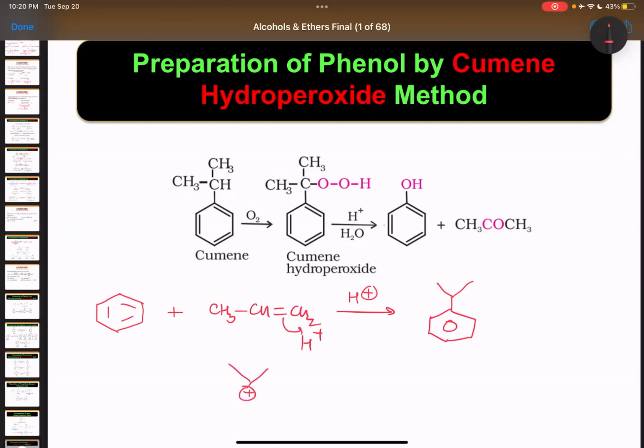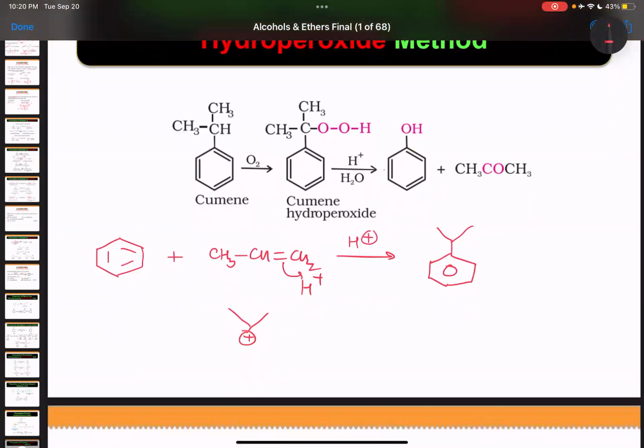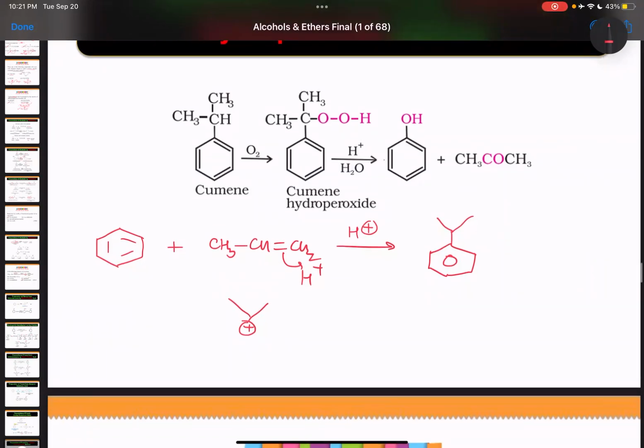Then what will happen? This cation is going to go and attack the benzene ring. Clear? That's how it will get connected to the benzene. Or you can start with the Friedel-Crafts reaction.